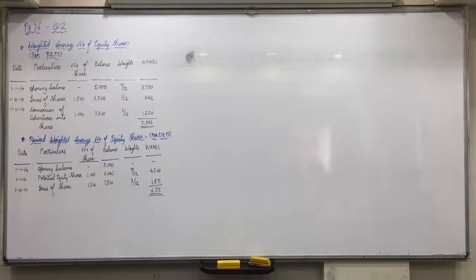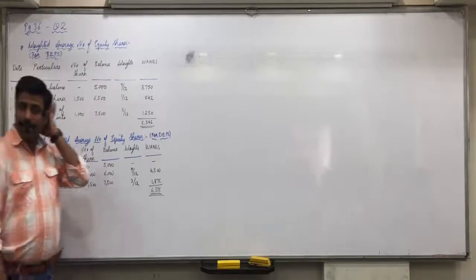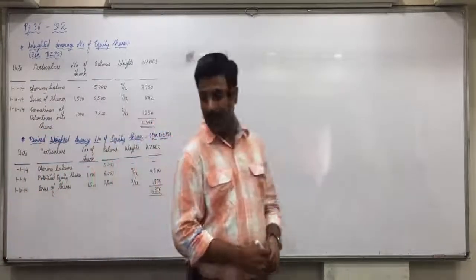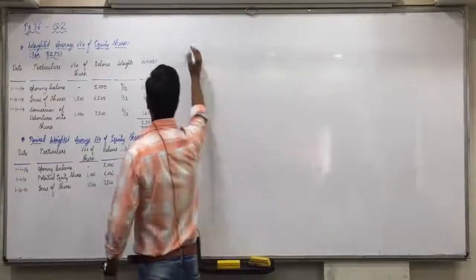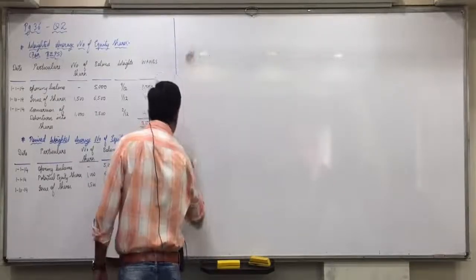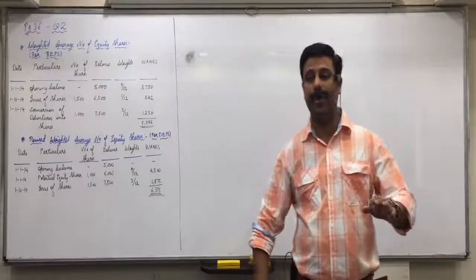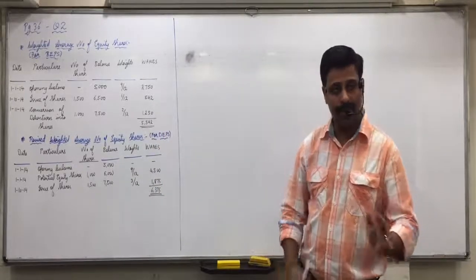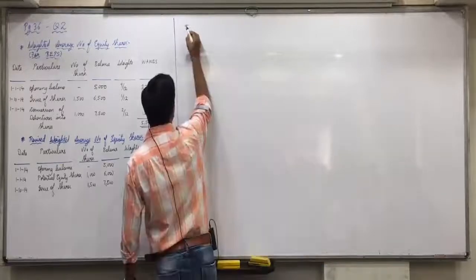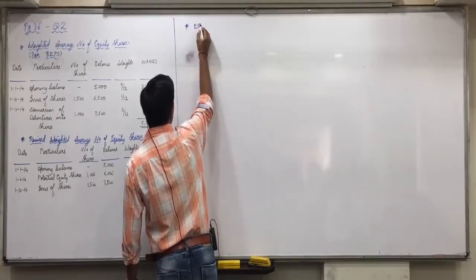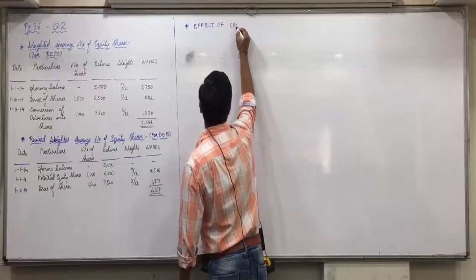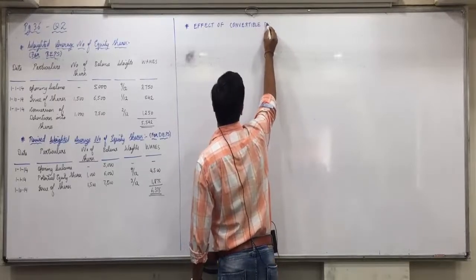Question 3, mark it as your homework. So now we take up full-fledged questions on how to find diluted EPS, okay? In that, first we take up debentures. Means if there are convertible debentures, then how to find diluted EPS. So first we understand that. First we understand the effect of convertible debentures on diluted EPS.